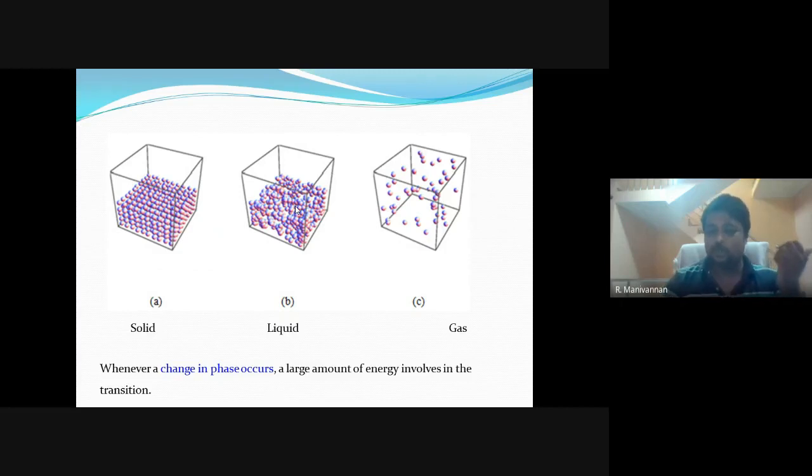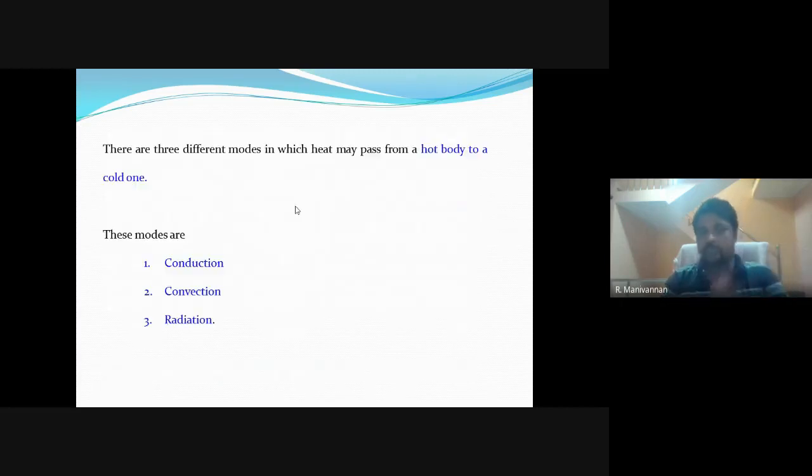Now we are going to go in detail about the modes of heat transfer. What are the three different types of modes of heat transfer? First one is conduction, second one is convection, and third one is radiation. We are going to see in detail about the three modes of heat transfer: conduction, convection, and radiation.